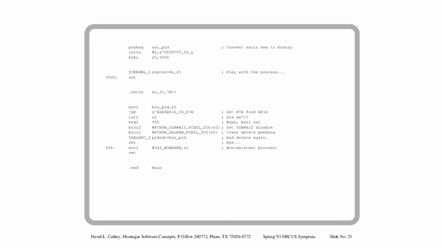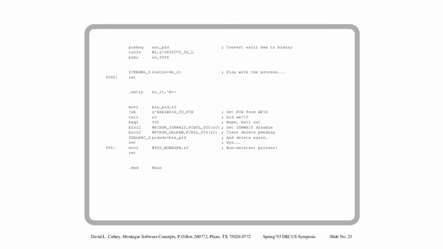We just take the binary PCB, load it at R0. JSB to EXE$EPID_TO_PCB. What this will actually do is return a couple of other things, but the main thing is take the extended PID, which is shown by SHOW SYSTEM or some of the other routines, and give us back into R0 the address of the PCB of the process. From there, BISL2 and BICL2 will set the wait flag, and it will clear the delete pending bit, and then from kernel, what the heck, we can go ahead and issue another del proc from there. It's safe to do that.